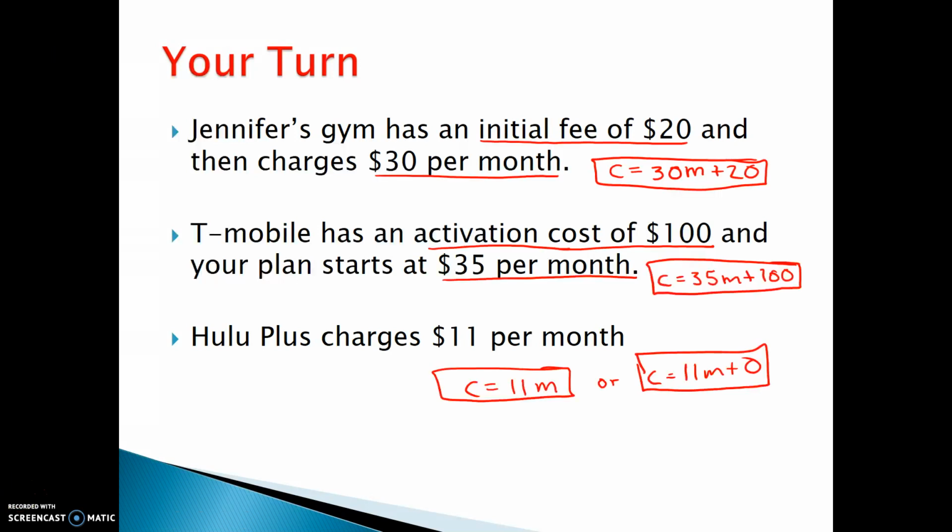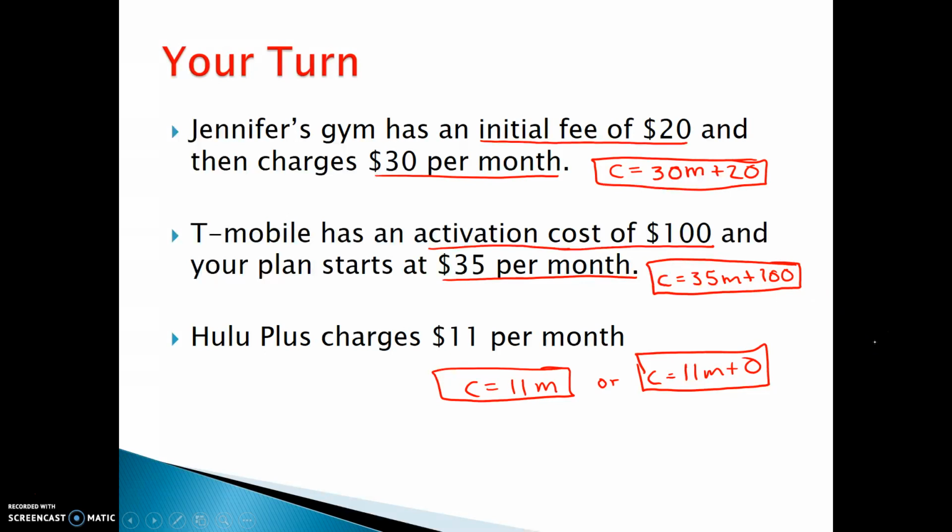All right, so here we have it, guys. These are your answers. So again, for the first one, Jennifer's Gym, it costs $30 per month, so we put 30M plus the 20 is going to give me my total cost at the end. For T-Mobile, they charge you $35 per month, so we say 35M plus an activation cost. I only have to pay that one time, so it's plus and it's tacked on at the very end here.